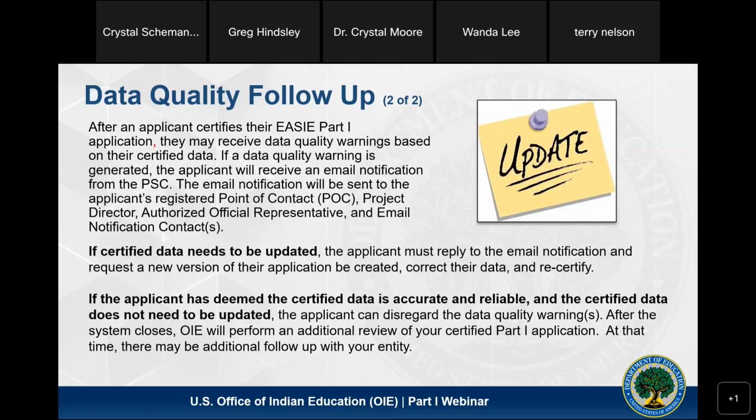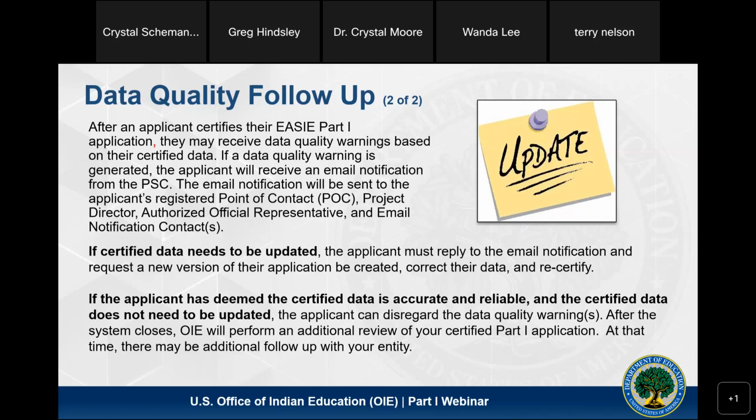After an applicant certifies their EASIE Part 1 application, they may receive data quality warnings based on their certified data. If a data quality warning is generated, the applicant will receive an email notification from the Partner Support Center. The email notification will be sent to the applicant's registered point of contact, project director, authorized official representative, and any other email notification contacts set up in G5. If certified data needs to be updated, the applicant must reply to the email notification and request a new version of their application be created, correct their data, and recertify.